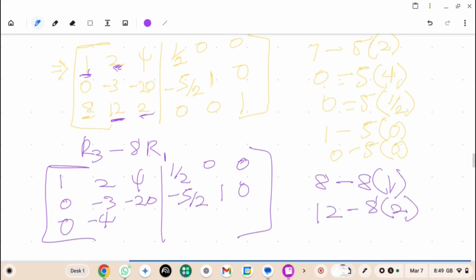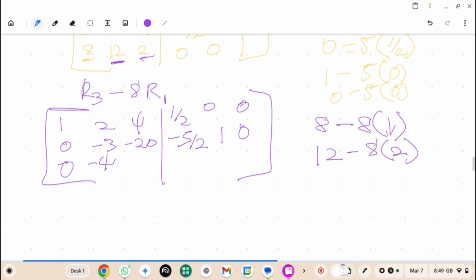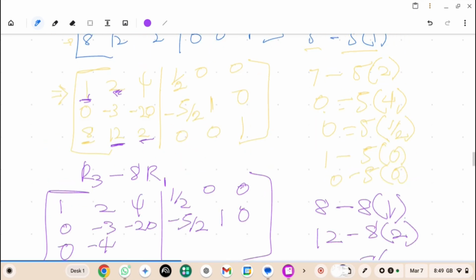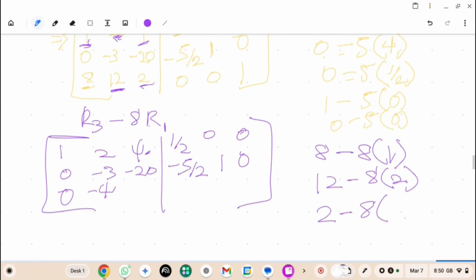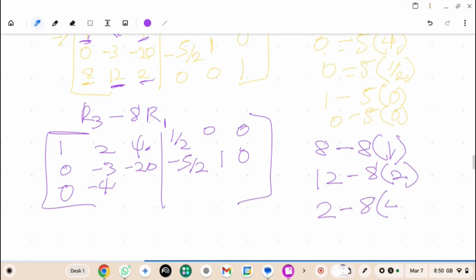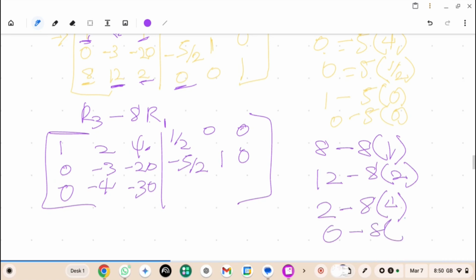Then we are working on this one. So we have 2 here minus 8 row 1. What's our row 1? Our row 1 is 4, this 4 here. So we multiply the 8 by the 4. It will get 32. So 2 minus 32, we get negative 30. So here is negative 30. So the same thing, 0 minus 8, here is half.